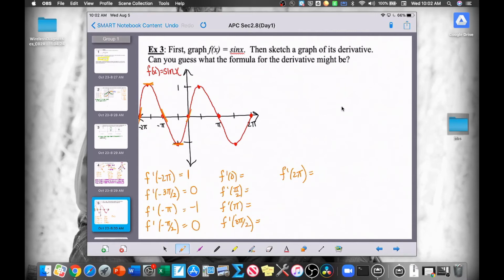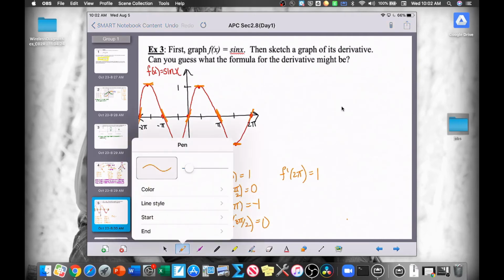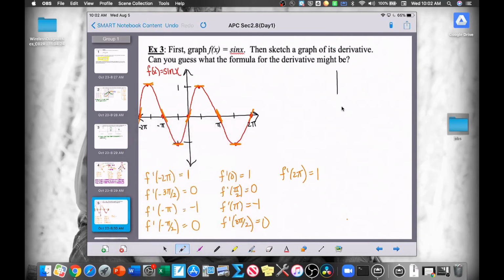F prime of 0, that's going to be a slope of positive 1. F prime of pi over 2, my slope there is 0. F prime of pi is going to be negative 1. F prime of 3 pi over 2 is going to be 0. And then at 2 pi, I'm back to positive 1 again. So now I am going to take this information, which are going to be the ordered pairs, on my derivative graph.